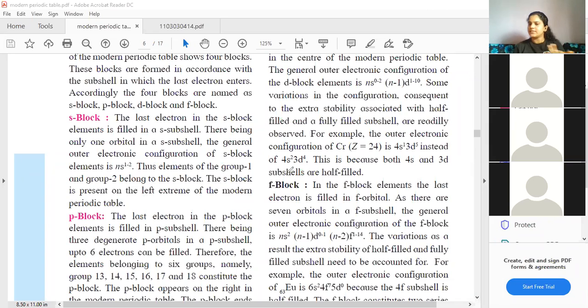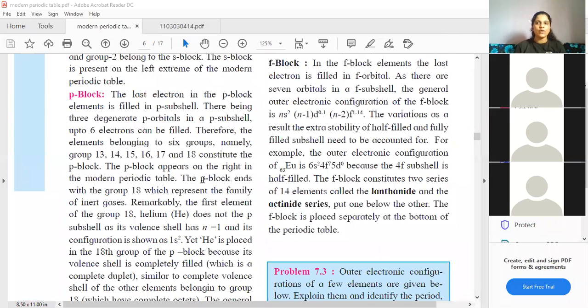The S block is present on the extreme left. So this is something you'll already know. Next, let's move on to P block.